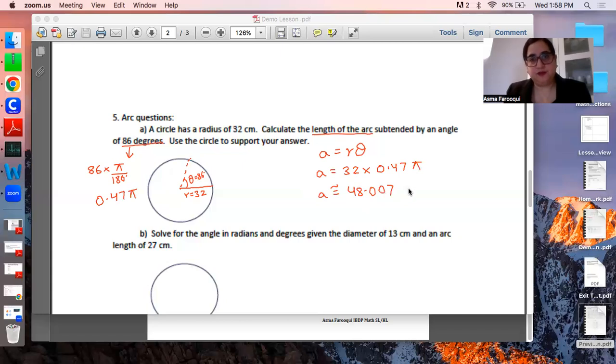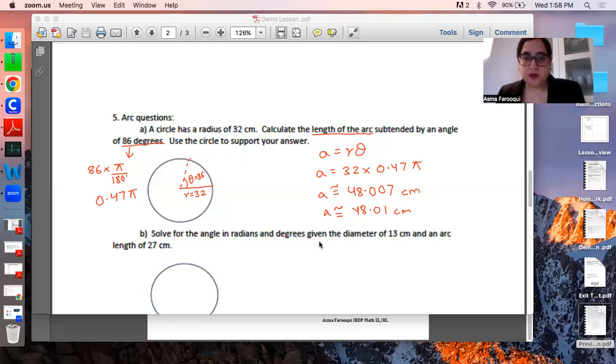48.007 centimeters. That's the unit we're using here. Please remember there are marks for the unit, so always define your unit. So my arc length is approximate, and it's better to give it in 2 decimal places, so we can again get this as 48.01 centimeters. That's my final answer.